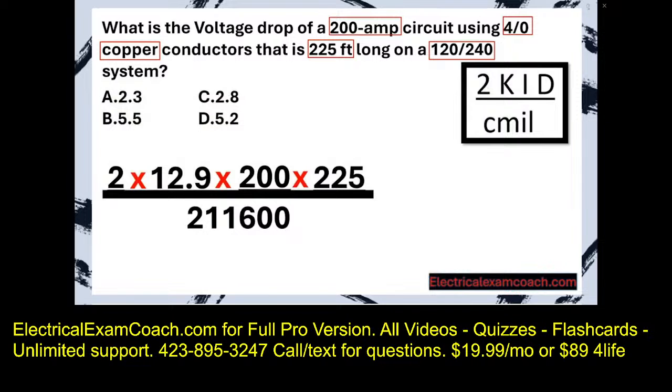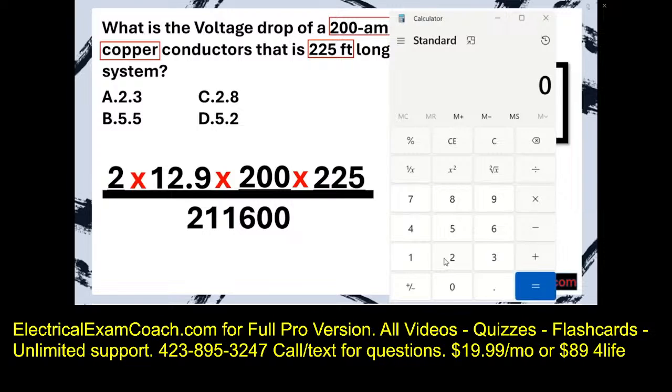Now all we have to do is go to our calculator and plug it in. And all we have to do is plug in our values. We take 2 multiplied by 12.9 equals multiplied by 200 equals multiplied by 225 equals, and then we divide that by 211600. And it's as simple as that. That lets us know that we have a 5.48, which we would round up to 5.5 voltage drop on this circuit. And we select B. Great job.